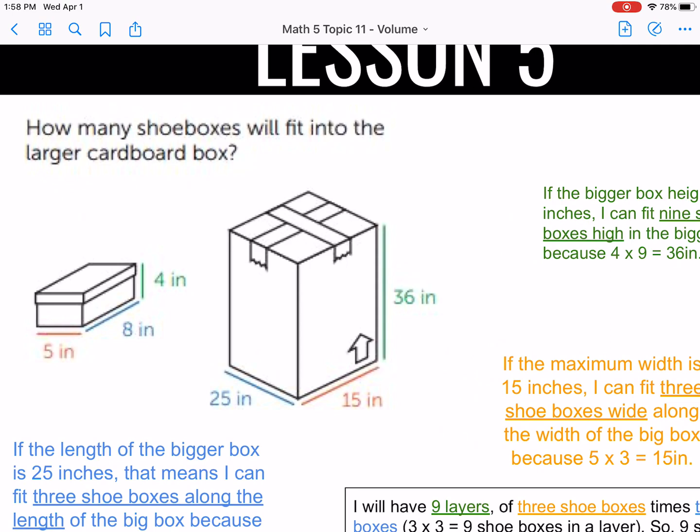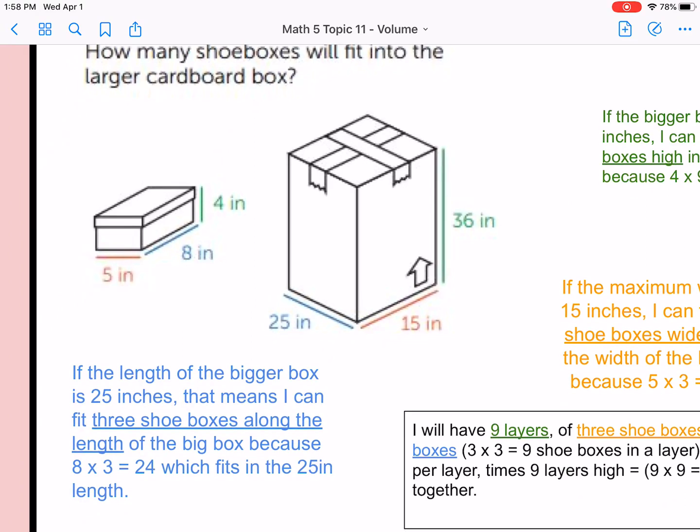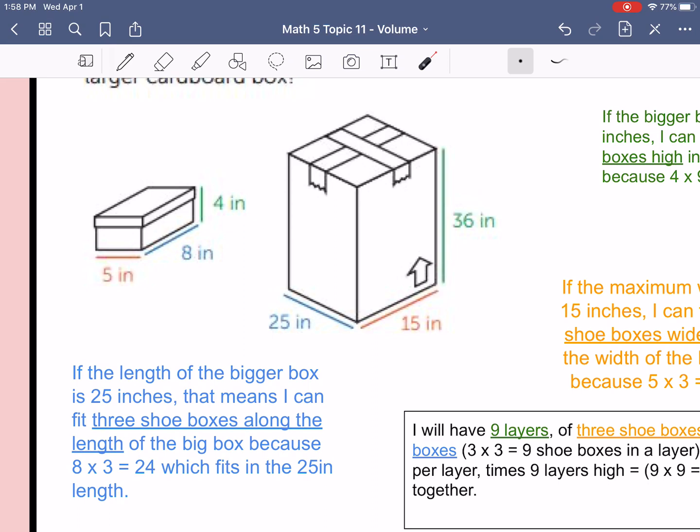Okay, well, let's take a look. All right, my box is 25 inches long. The length of my box is 25 inches. Well, my smaller box is 8 inches long. How many of those can I fit inside?